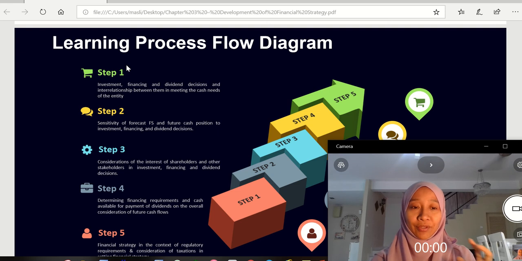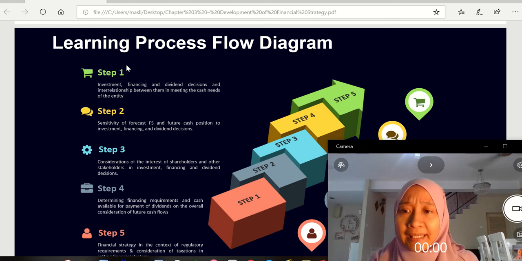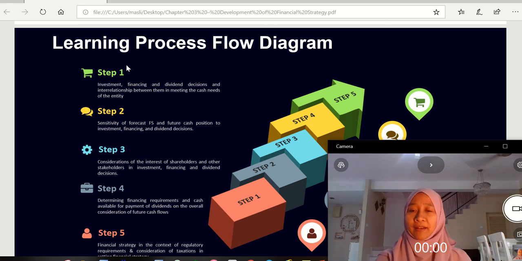So that's very important for you to know why in this F3 you have to learn about the investment, the financing decision and the dividend policy. We're going to learn that in detail from chapter 5 until chapter 8. Step 2, we're going to look at the sensitivity of forecast financial statements and future cash positions to investment, financing and dividend decisions.